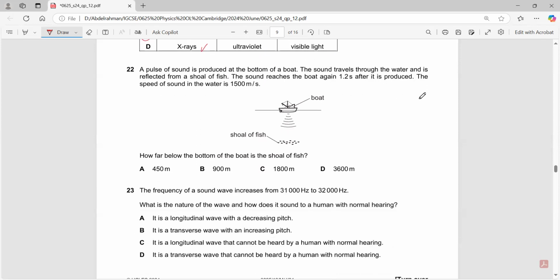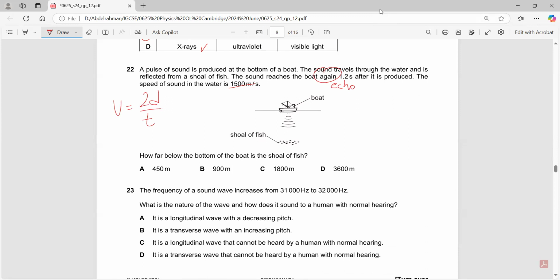Question 22. A pulse of sound is produced at the bottom of a boat. The sound travels through water and hits the shoal of fish, and it reaches the boat in 1.2 seconds. Again, the speed is 1,500. When it hits the boat again, this means that this is an echo. So speed equals 2 distance over time if it is an echo.